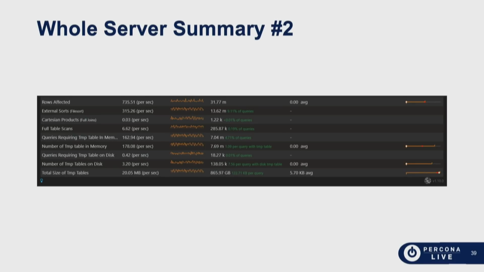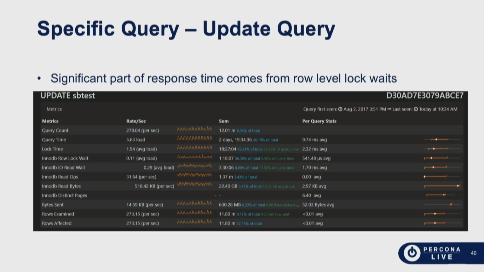So, in the whole server summary number 2, there is more information about the details. We provide a lot of information about the load, right? Like how many temporary tables we are using, what the size of those temporary tables is, and so on and so forth, which gives us a very good summary of the workload for the whole server.